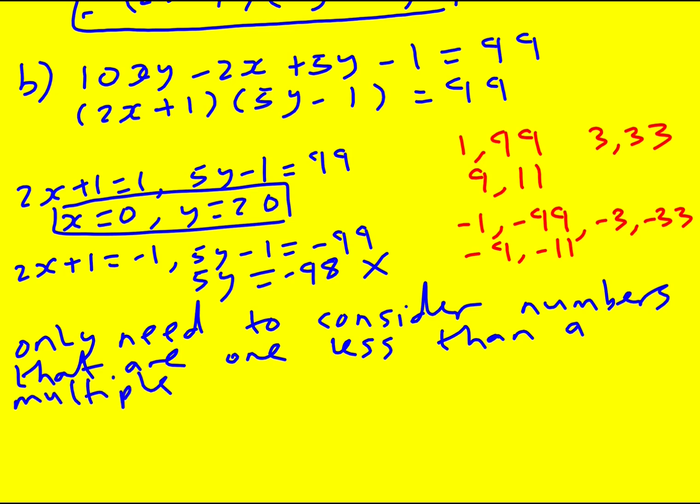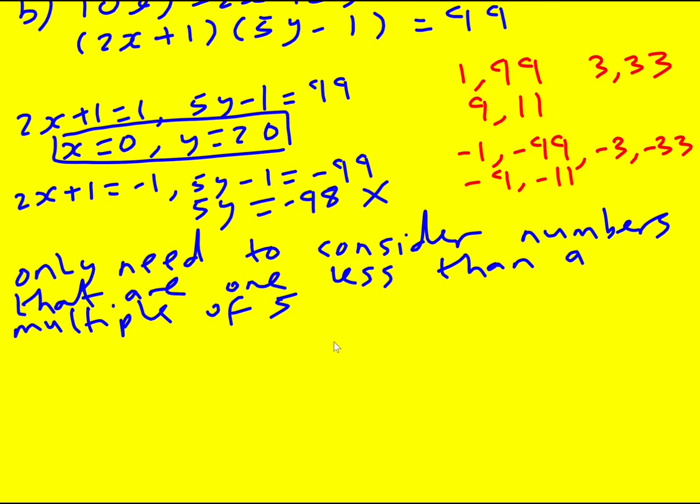Sorry, I think I said 100, but one less than a multiple of 5 for 5y minus 1. It's kind of obvious because, yeah, that is one less than a multiple of 5. But I'm trying to say, so I've got 5y minus 1. If I set it equal to 3, that is not one less than a multiple of 5. So I don't need to even try and solve it. Let's go with minus 3.